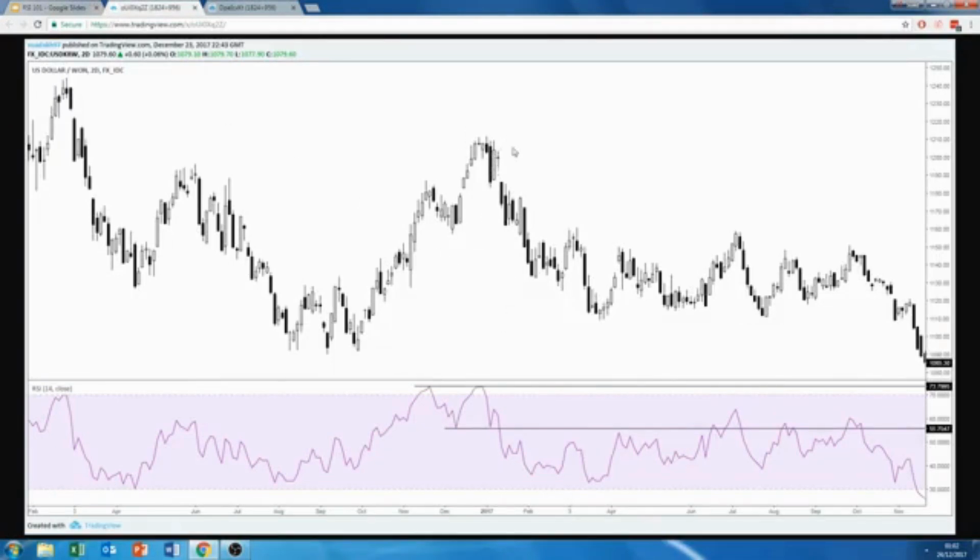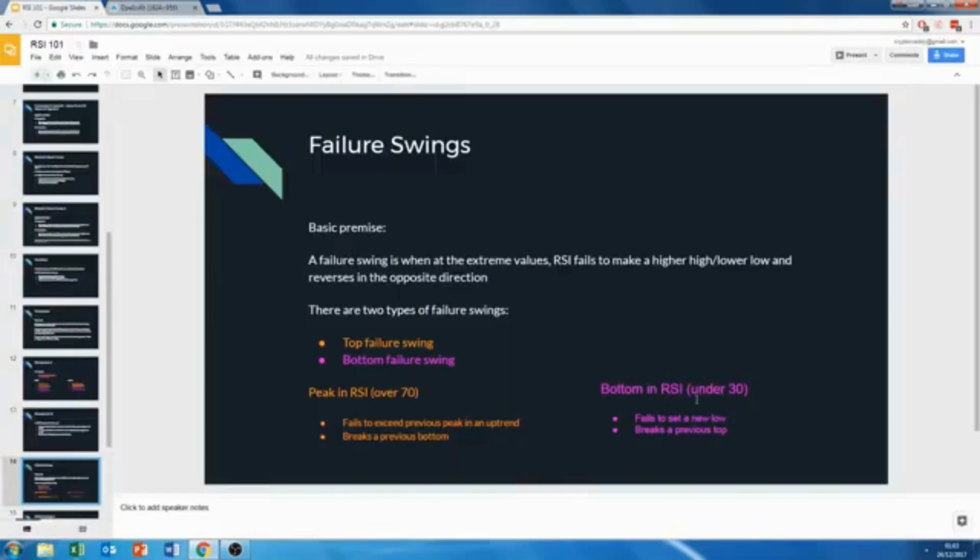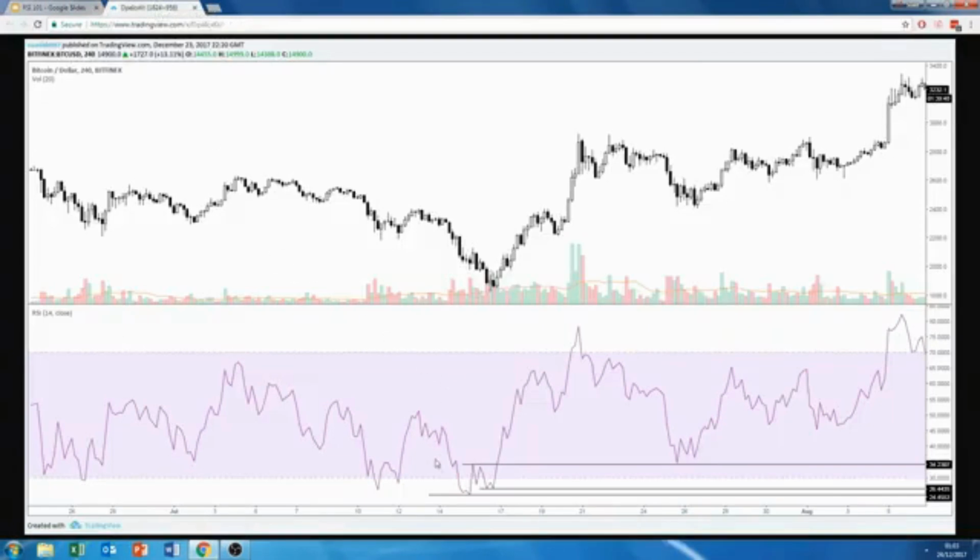And what you would have caught is on this attempt to make a higher high, and when it takes out this low, you'd be saying, hey, this is a sort of toppy move. I'm going to take a short position once this low is taken out, and it would have been very profitable catching this move all the way down here. So let's look at an example of a bottom failure swing, which is the same principle but the opposite.